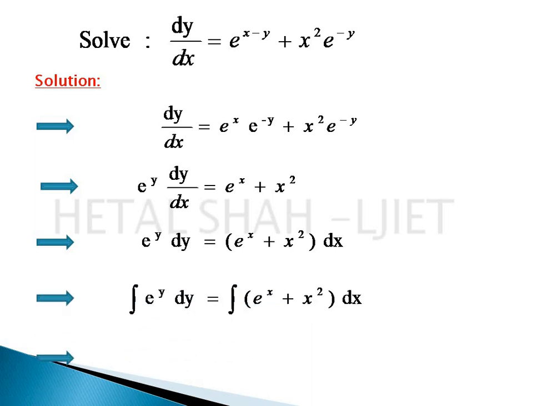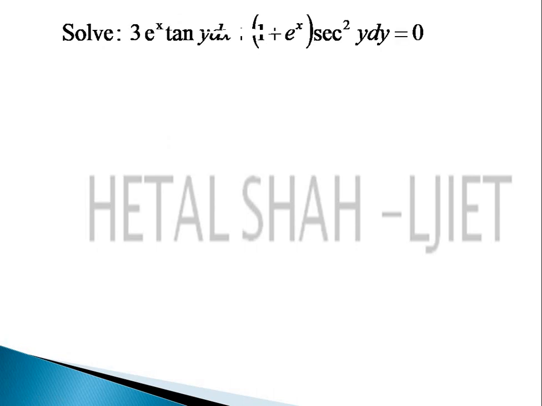After integration we get e^y, since the integration of e^y with respect to y is e^y, the same. Integration of e^x with respect to x is e^x, the same, and the integration of x^2 is x^3/3 plus c. This is our solution. Now the next example: solve 3e^x tan y dx + (1 + e^x) x^2 y dy = 0.